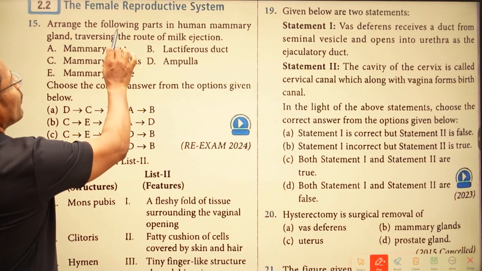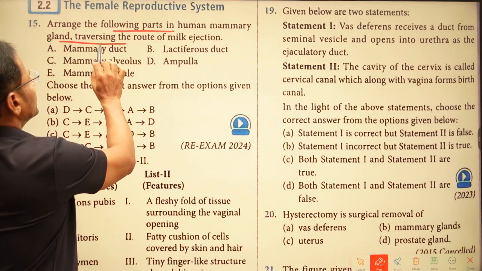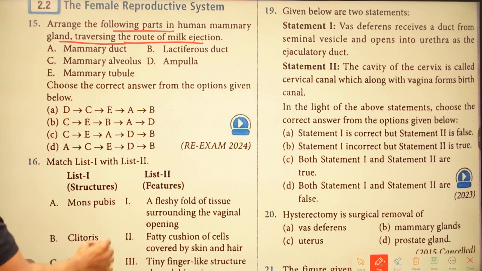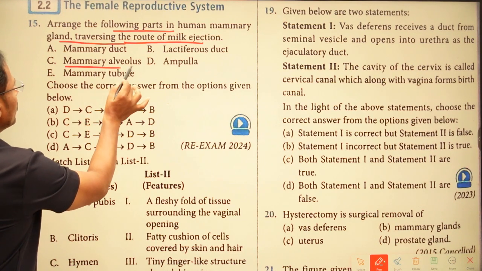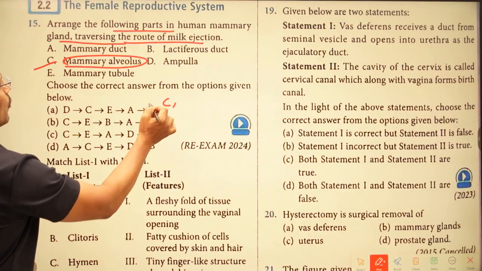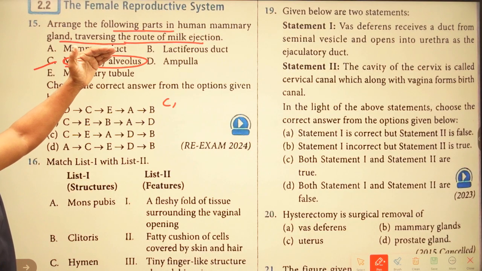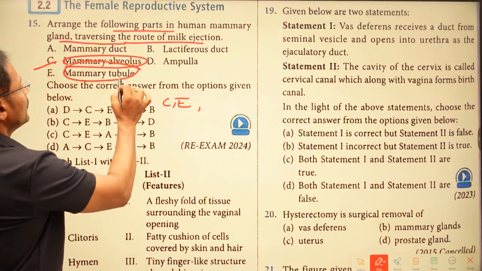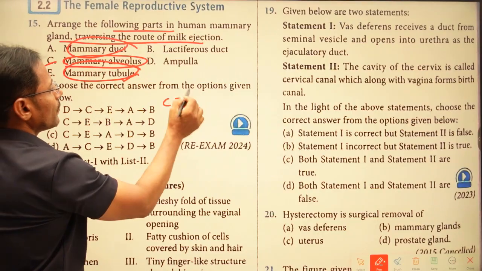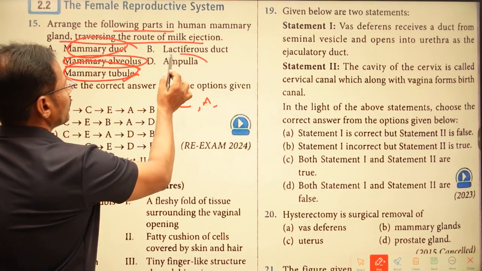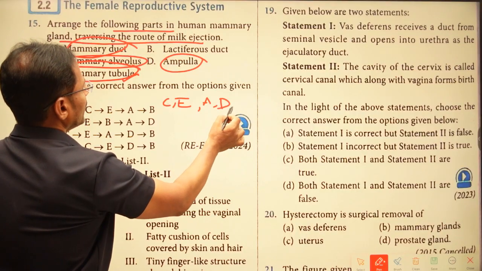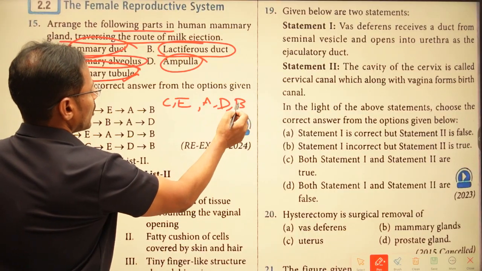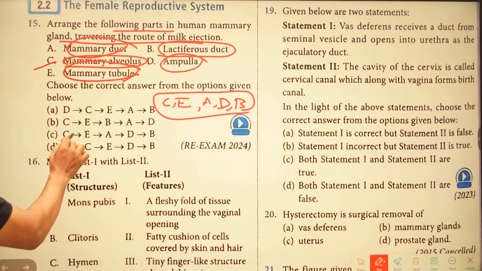Now first one is, arrange the following parts in the human mammary glands, traversing the route of milk ejection. Just now we discussed, right? So first one is mammary alveolus, this is the one C. From mammary alveolus it's going to be mammary tubule, so CE, and from mammary tubules mammary duct is going to be formed, A, and from there ampulla is going to be formed, D, and from there the lactiferous duct is going to be formed. Now the answer is CEADB.